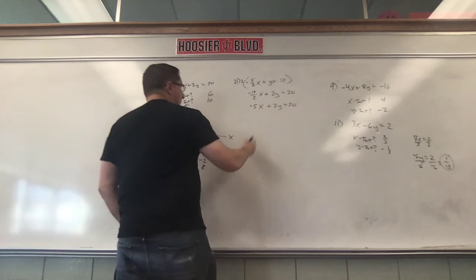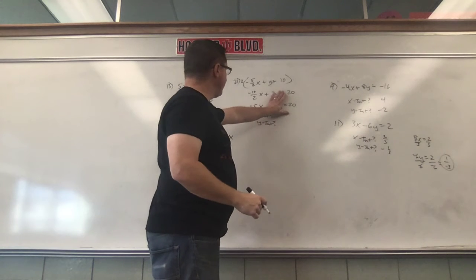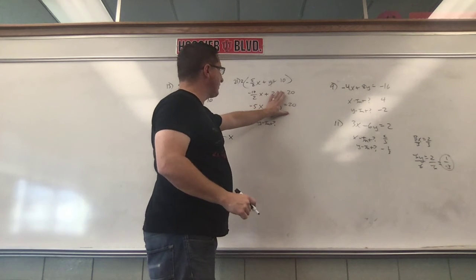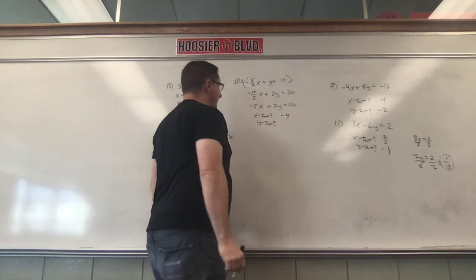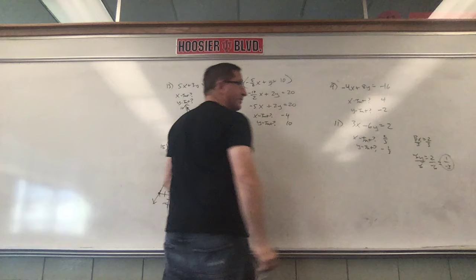Okay, so now we do the same thing we've been doing. Your x-intercept and your y-intercept. Find your x-intercept, cover up the y. Negative 5 times what is positive 20? Negative 4. Find my y-intercept, cover up the x. 2 times what's 20? 10.